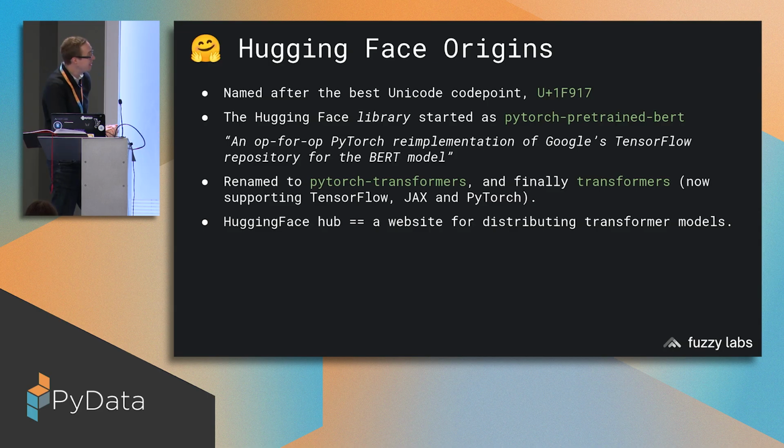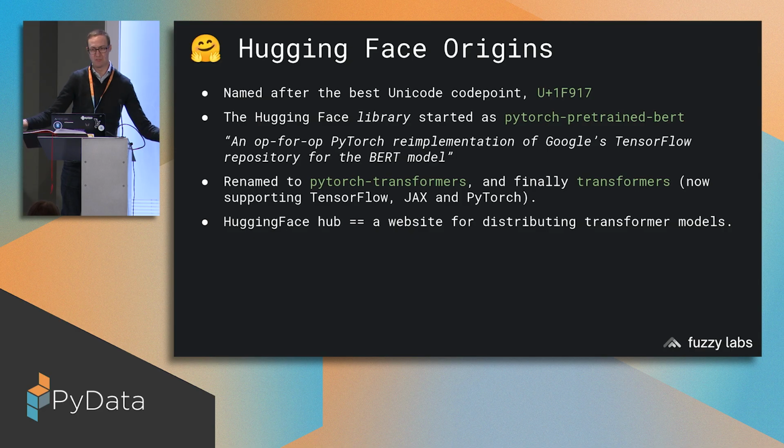Well, how did it come to be that way then? Well, aside from HuggingFace, the company, being named after the most fun, most important Unicode code point, everybody's favorite, it actually started out life a little bit differently. So originally it was PyTorch pre-trained BERT. And what they did was they did a PyTorch port of the BERT model.